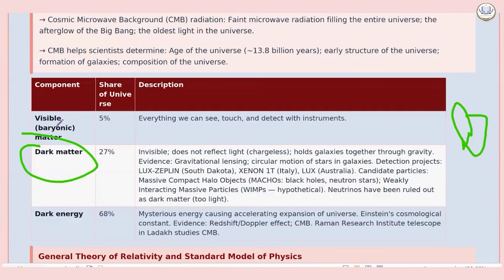So evidence comes from the galaxy rotation speed, the motion of galaxies in cluster, and the way galaxy bends light around massive objects. इनसे we started observing that there is something much more mass present than we can account for with visible matter alone. Okay. Then we also have visible, that is baryonic matter, that is only 5%. Everything we can see, touch, and detect with the instrument.